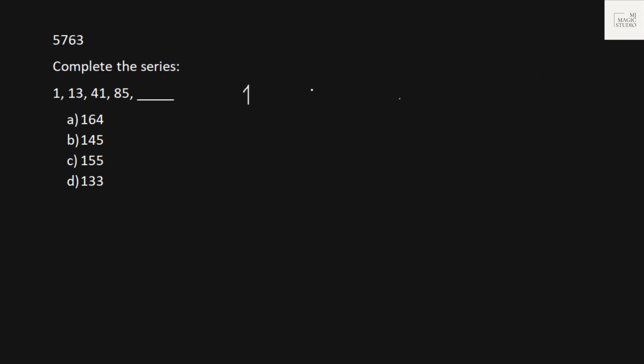So we have 1, 13, 41, 85. As I love the difference table, let's build it. 12, 28, and then here the difference is 44. 28 minus 12 is 16, 30. And here the difference is also 16.